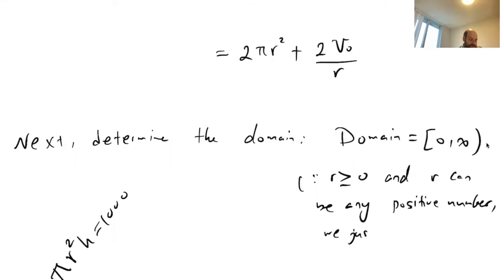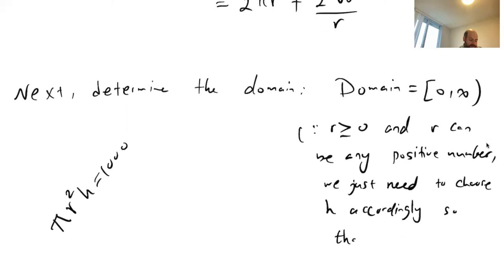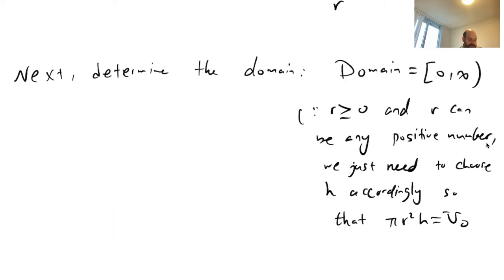We just need to choose h accordingly so that pi R squared h still equals V0. So the domain is 0 to infinity.